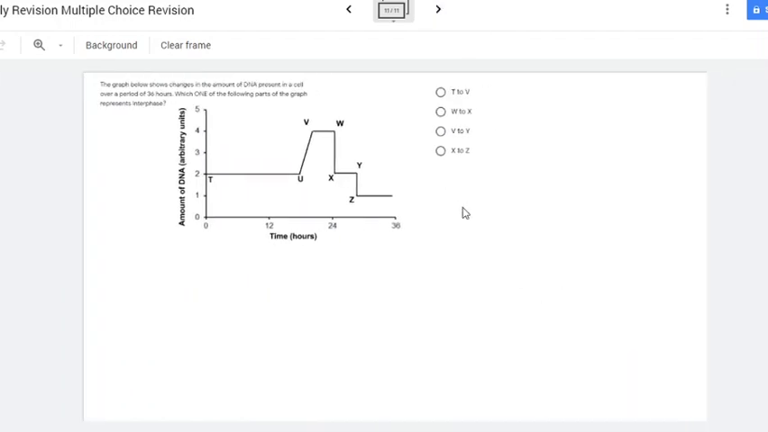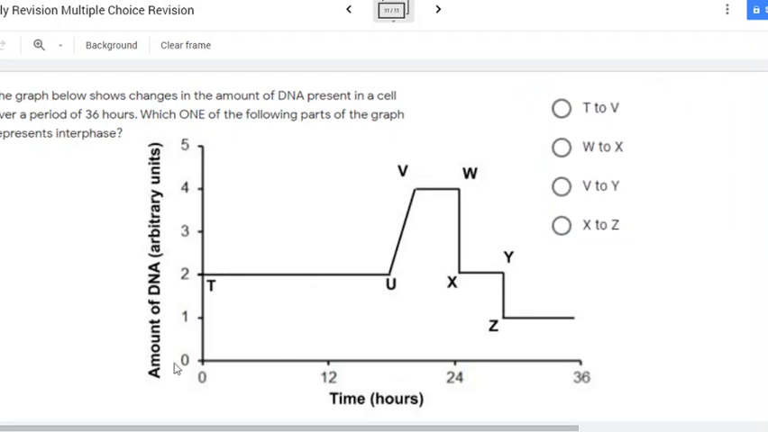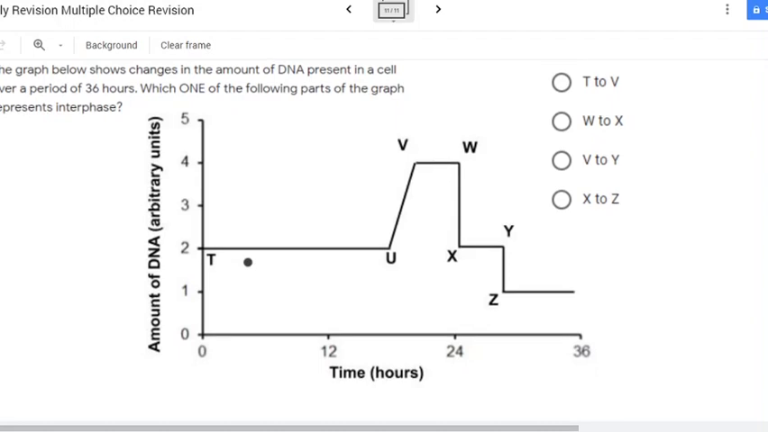Next question, last question. So, let me just move my diagram a bit over here so we have the correct answers. Okay, then, the graph below shows changes in the amount of DNA present in a cell over a period of 36 hours. Which one of the following parts of the graph represents interphase? Okay, so what happens during interphase? Okay, so replication. So we're going to double up on the amount of DNA during interphase, or nothing happens. So let's just take a look at what happens in the sections over here.